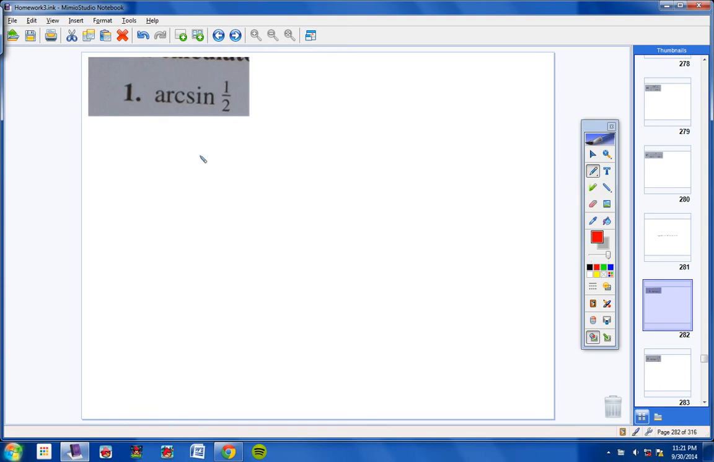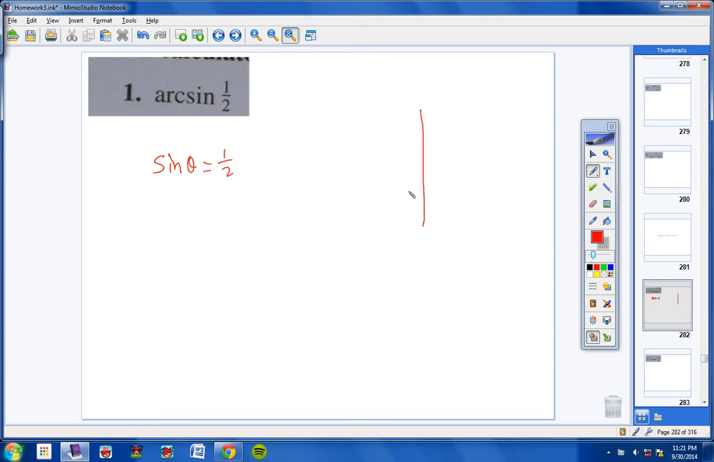Let me go ahead and get my calculator here. I know we're not going to use it now. Let me get it ready. And here we go. Arcsine of 1/2 is the same thing as, wow, it's not that, that's for sure. Here we go. It's the same thing as sine of an angle equals 1/2.